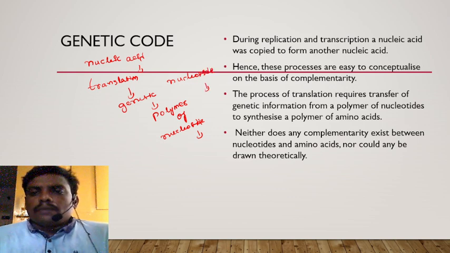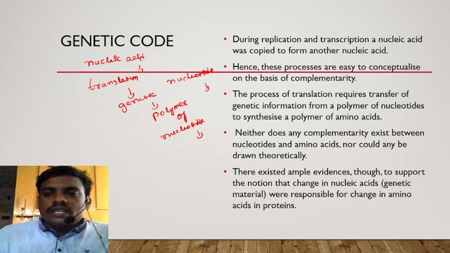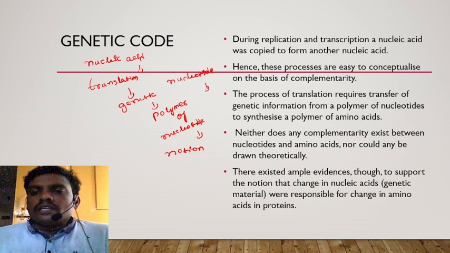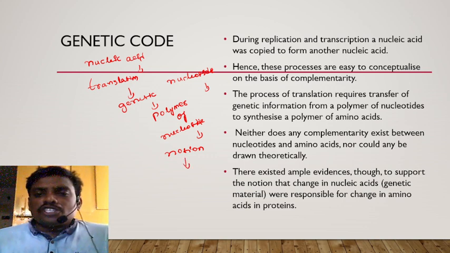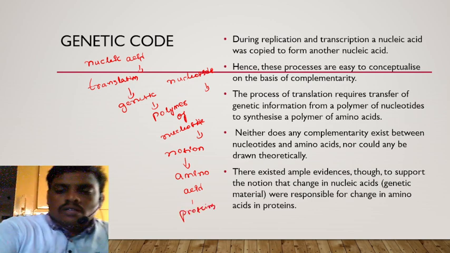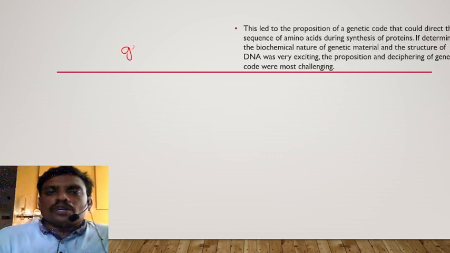Nucleotides and amino acids could not be correlated, nor could the link be drawn theoretically. There existed ample evidence to support the notion that changes in nucleic acid were responsible for changes in the amino acid sequence in proteins. Sequentially, this led to the proposition of the genetic code.